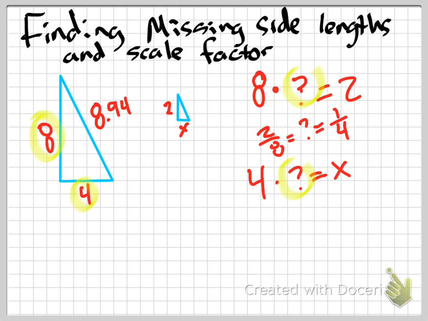We've found our scale factor, now we can find our missing side. 4 times my value of 1/4, which was my scale factor, has to equal x, and 4 times 1/4 is equal to 1. So that tells me that my missing side of that triangle was 1. There's a few examples with how to work with scale factor.